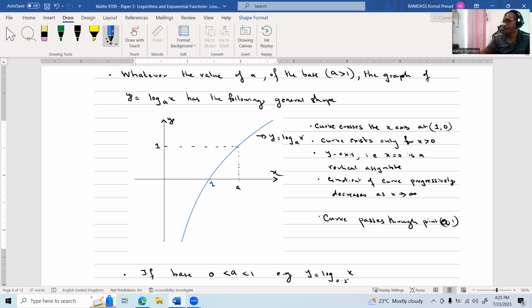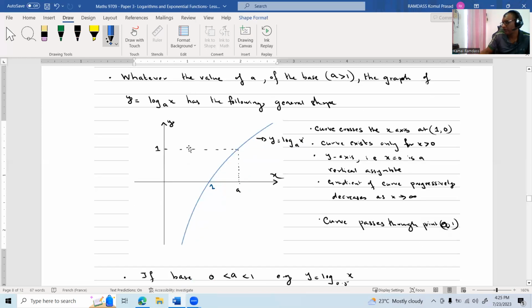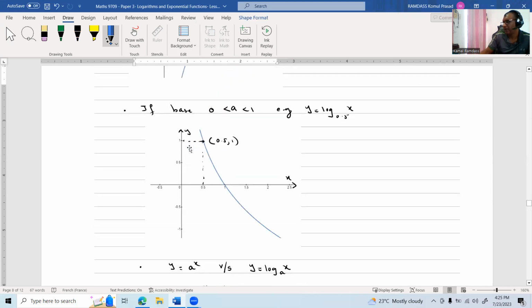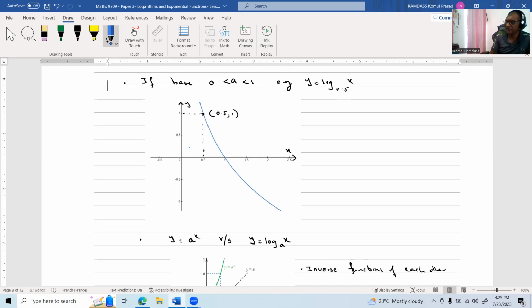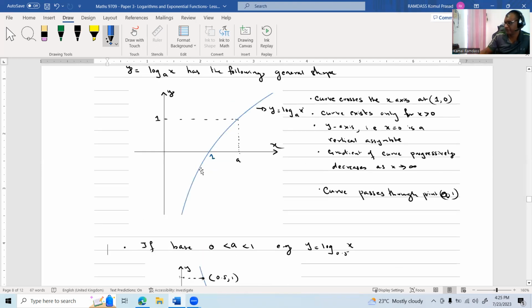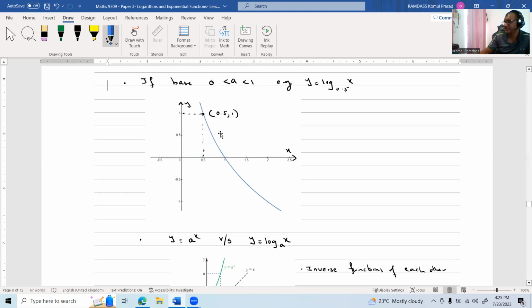OK, ça c'est (a, 1). Bon, si base plus grand que 0, mais moins que 1, par exemple y is equal to log de x base 0.5. Still the curve passes through (0.5, 1): quand x is equal to base, y is equal to 1, parce que log de 0.5 base 0.5 is equal to 1. Et still it passes through (1, 0). OK? Ça veut dire for the base, when the base is greater than 1 it has the formula shape, when the base is less than 1, but greater than 0, it is in this shape.